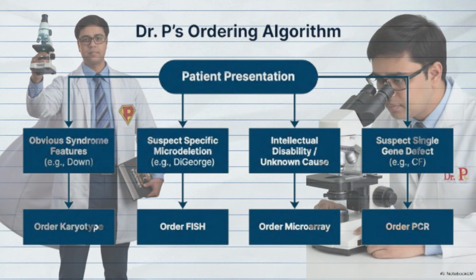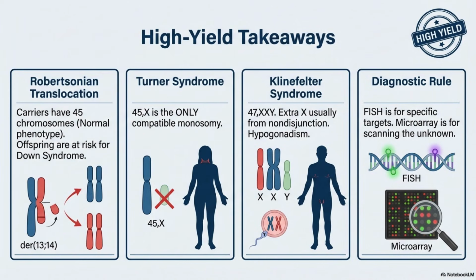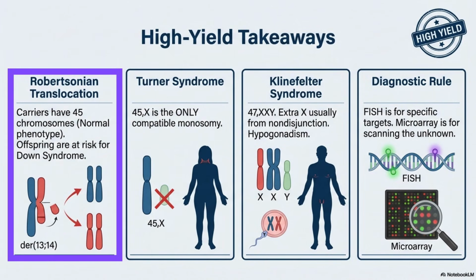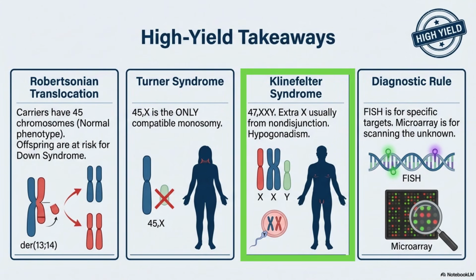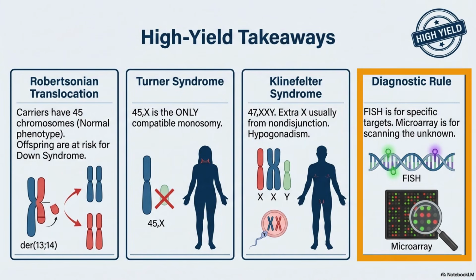Alright, let's wrap this up. The key takeaways here are, Robertsonian translocation carriers have 45 chromosomes but are normal. Their kids are at risk for Down syndrome. Turner is 45,X, the only viable monosomy. Klinefelter is 47,XXY, the extra X comes from non-disjunction. FISH is for specific targets and microarray is for scanning.